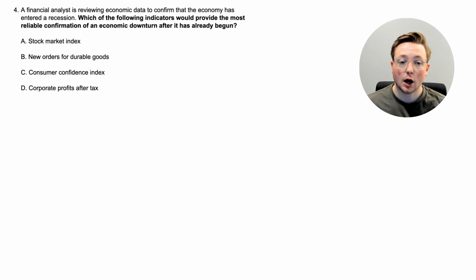Let's walk through the options. Option A, stock market index. Option B, new orders for durable goods. Option C, consumer confidence index. Or option D, corporate profits after tax. Okay, now we've kind of talked about some of these things in the previous questions, so I would like you to pause the video, think through this, and when you're ready, come back, we'll look at the answer together.